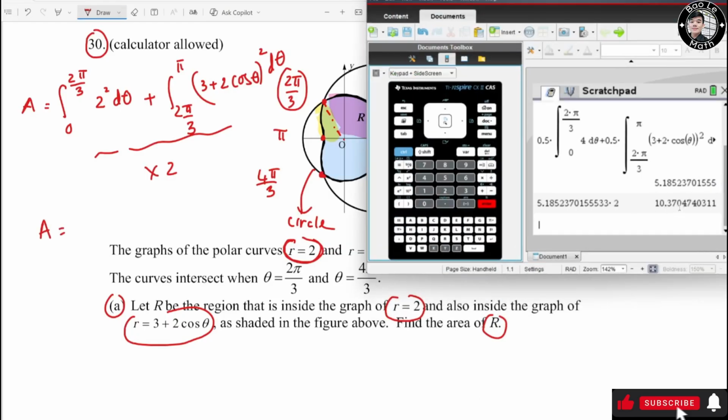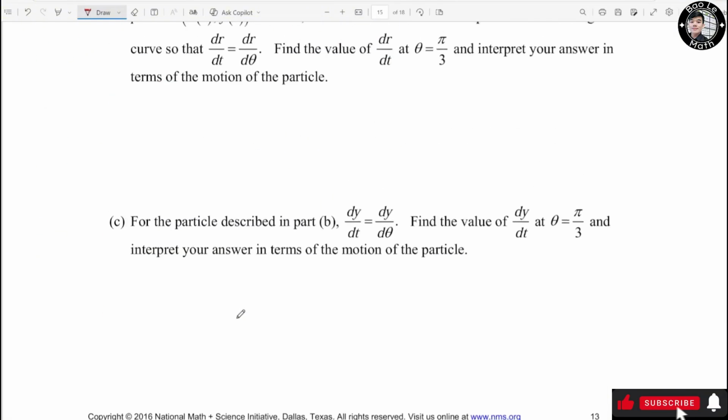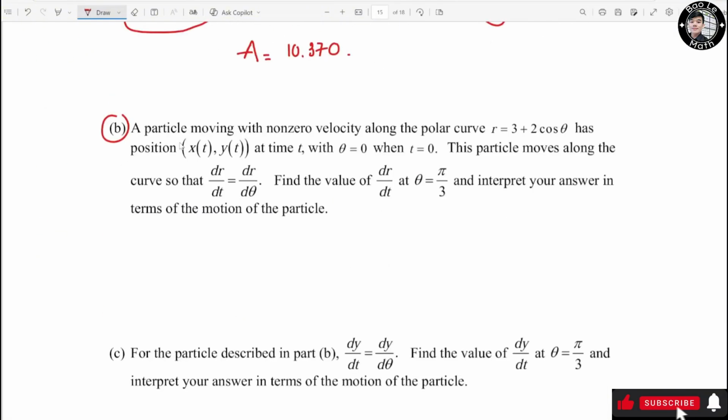It's gonna be 10.37, right? Now question B. A particle moving with non-zero velocities along the polar curve r equals 3 plus 2 cosine theta has position x of t, y of t at time t with theta equals 0 when t equals 0. This particle moves along the curve so that dr over dt equals dr over d theta. Find the value of dr over dt at theta equals pi over 3 and interpret your answer in terms of the motion of the particle.